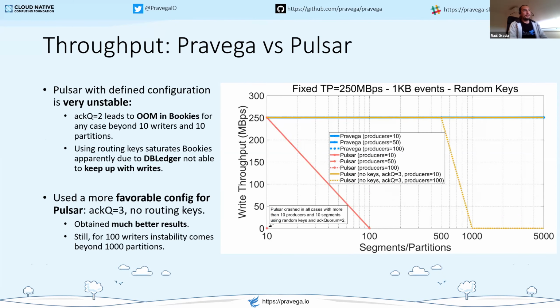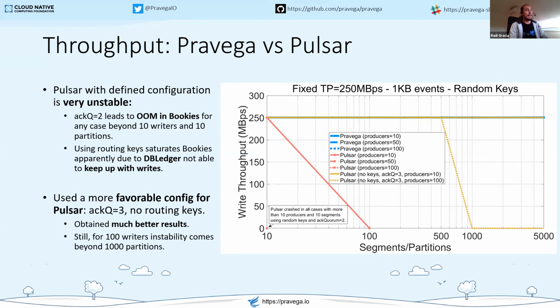If we compare with Pulsar, one of the things that we observed is that with the configurations that we defined as a default for all those experiments, we got a very unstable behavior from Pulsar. Actually, we observed that when writing with many writers and using many segments in parallel, using acknowledgement quorum 2 induced frequent out-of-memory on bookies, right? And this couldn't allow us to complete the full set of experiments that we are showing here.